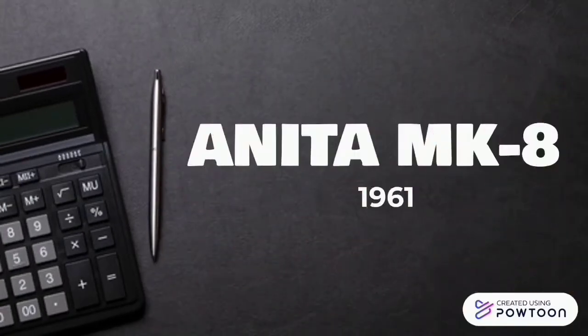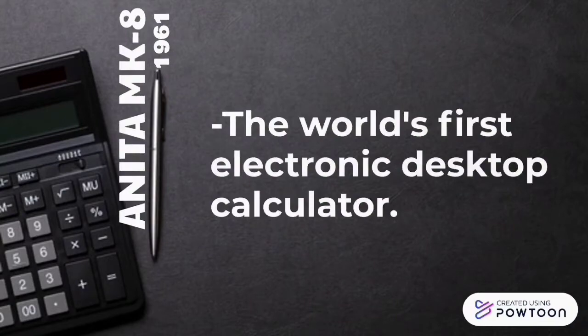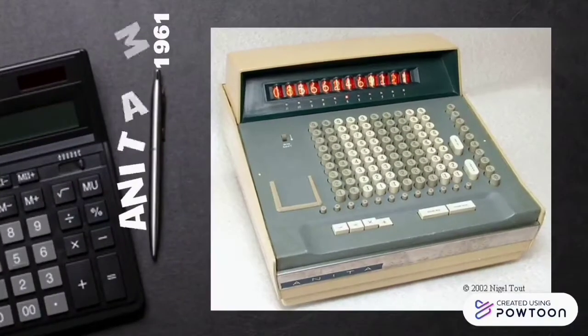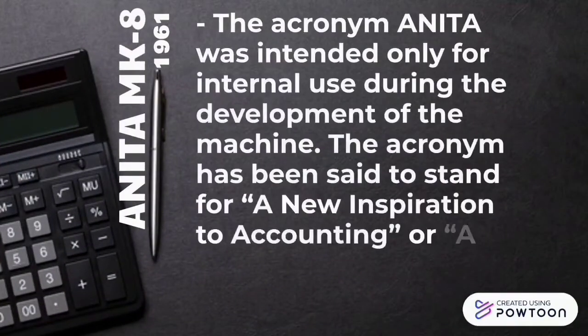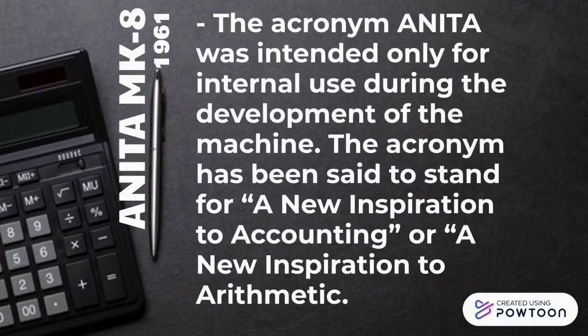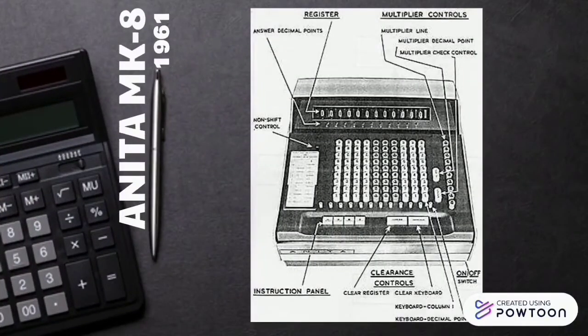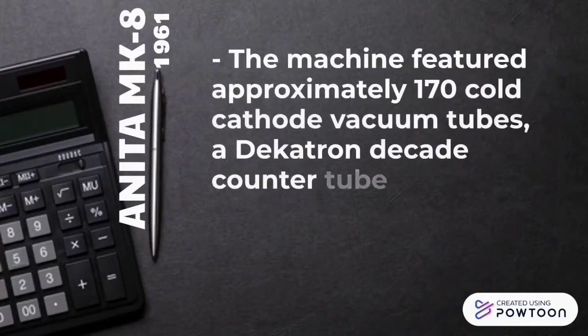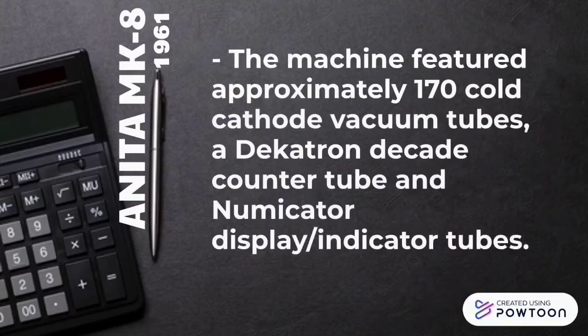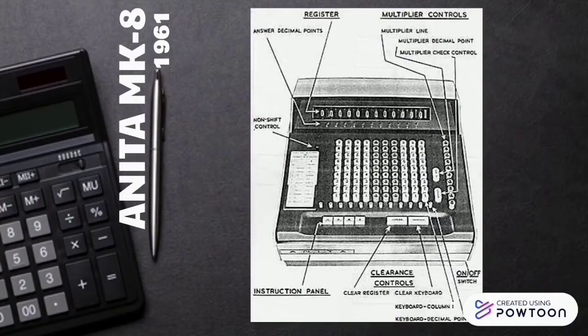By the year 1961, the first all-electronic desktop calculator was manufactured by Bell Punch Company. The acronym ANITA was intended only for internal use during the development of the machine. But the name was so ingrained by the time the calculator was ready for production that the company stuck with it. The machine featured approximately 170 cold cathode vacuum tubes, a decatron decade counter tube, and Nixie display or indicator tubes.